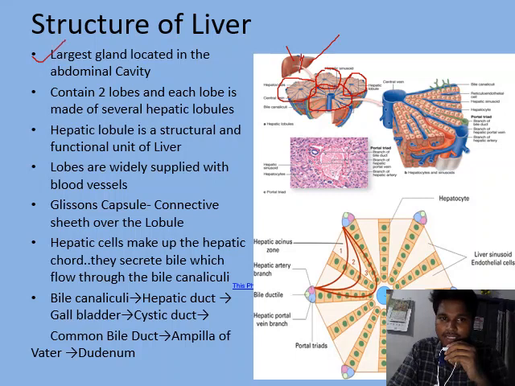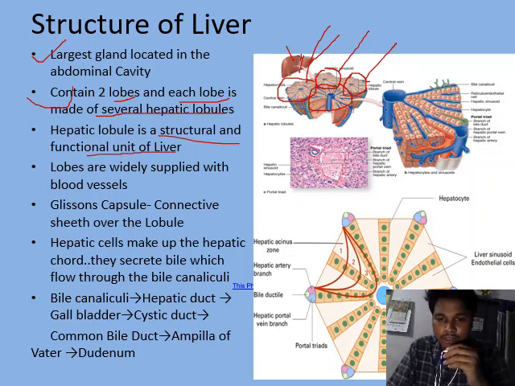Okay, it is the largest gland located in the abdominal cavity and contains two lobes. Each lobe is made of several hepatic lobules. Here you are able to find the hepatic lobules. It is the structural and functional unit of the liver. So the hepatic lobule is the site where the actual process takes place.